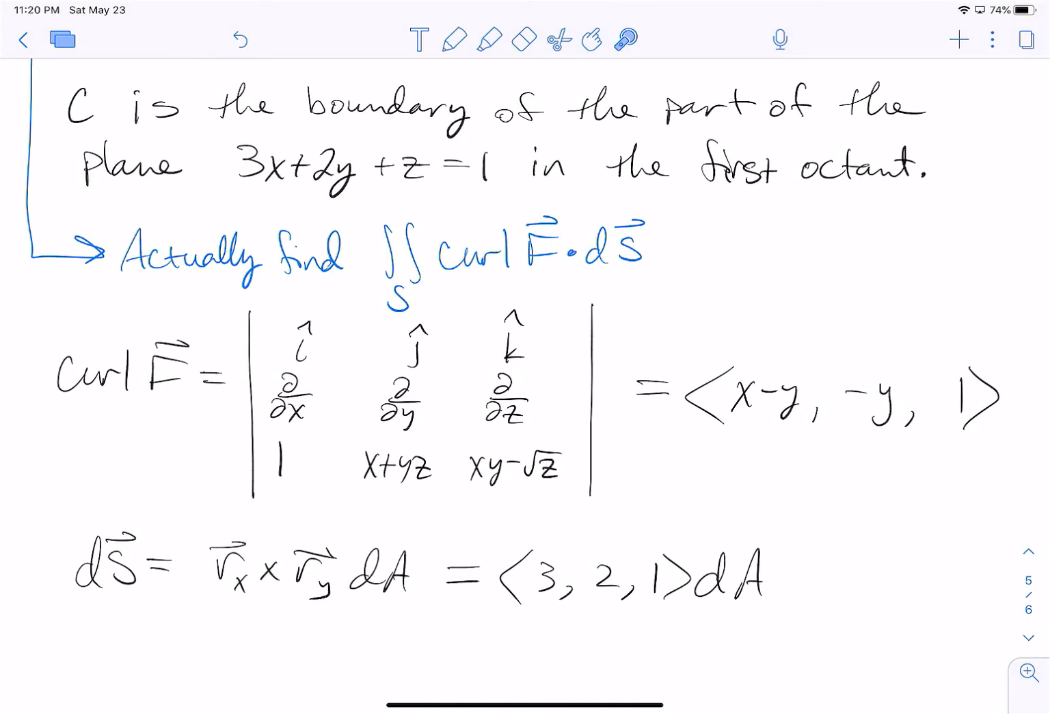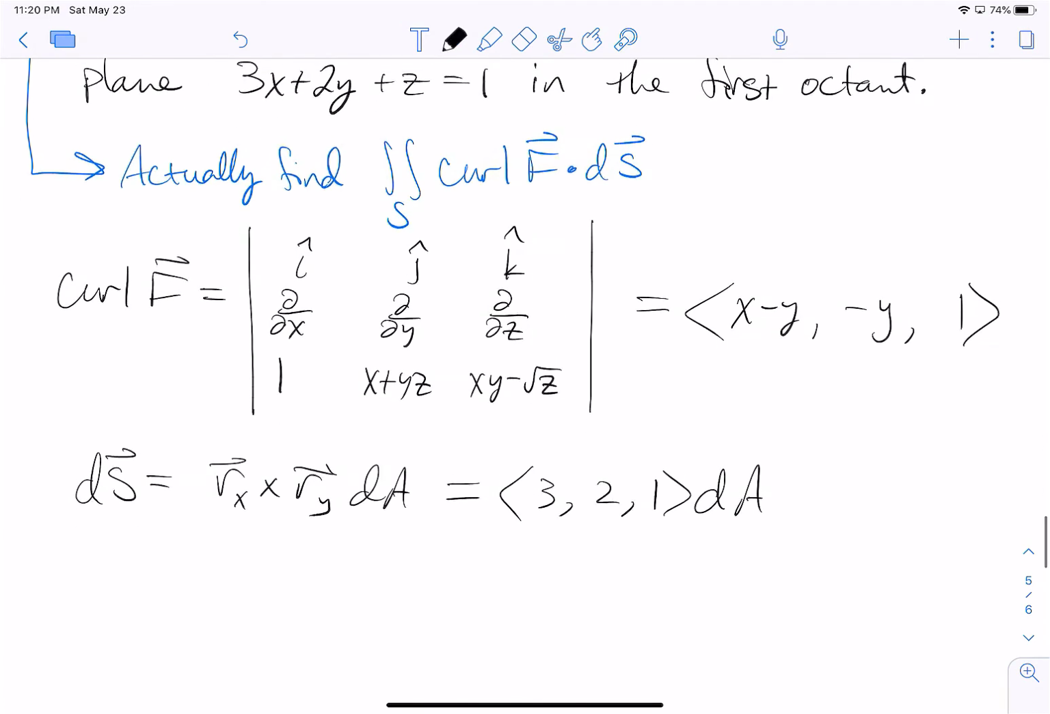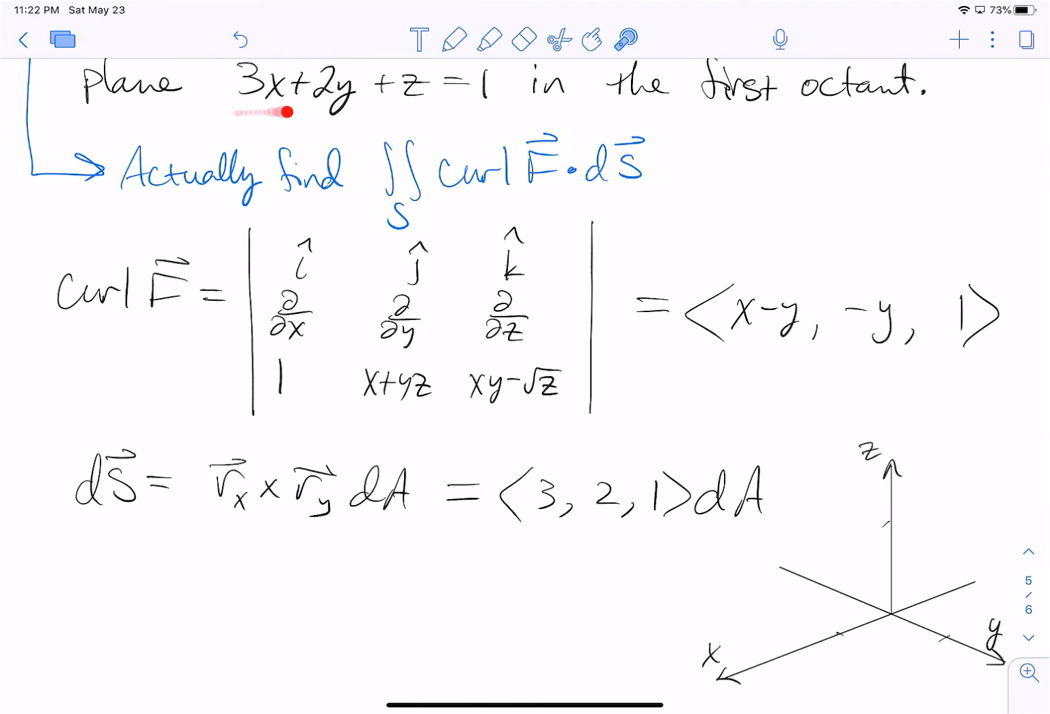Now let's see how our surface is going to give us our limits of integration. Looking at the equation of the plane, we can see that the x-intercept would be (1/3, 0, 0). The y-intercept would be (0, 1/2, 0). And the z-intercept would be (0, 0, 1). Connecting those gives us the portion of the plane that lies above the first octant. And we can see that our normal vector here is ⟨3, 2, 1⟩.